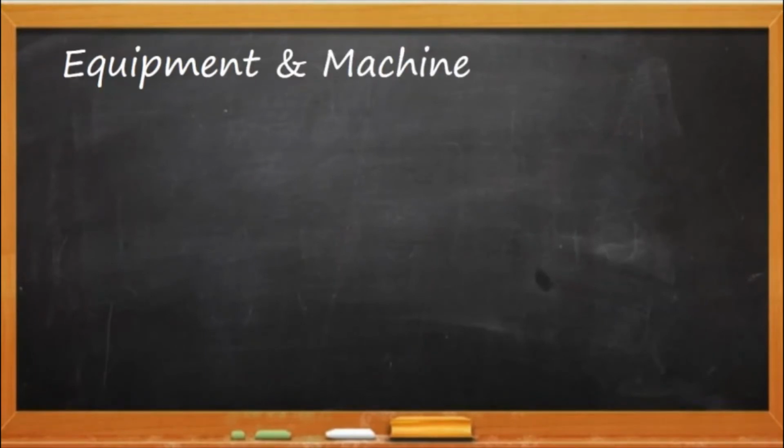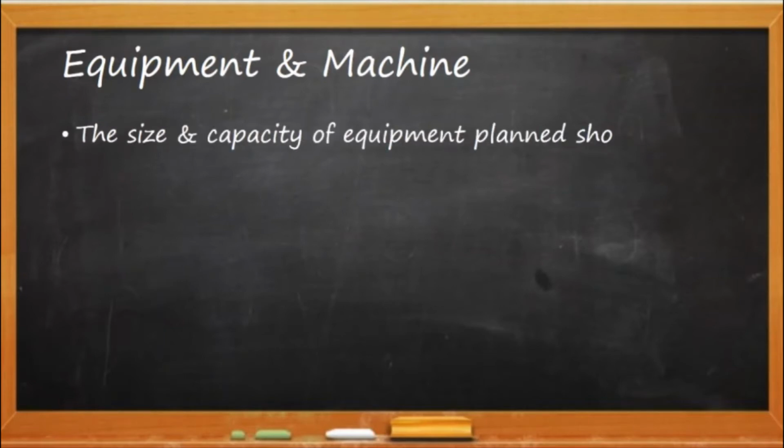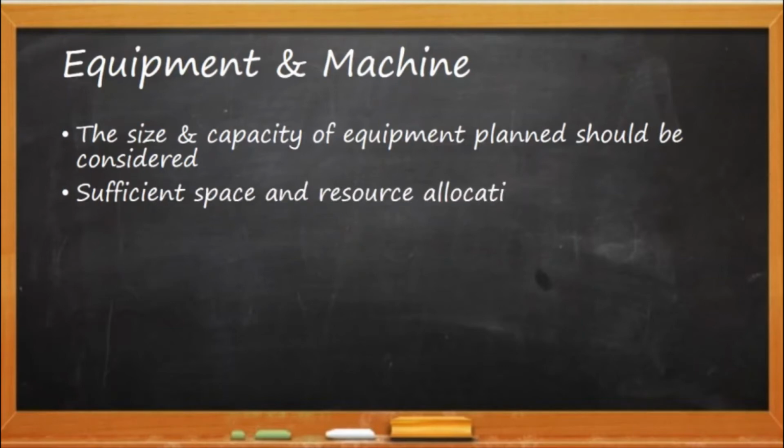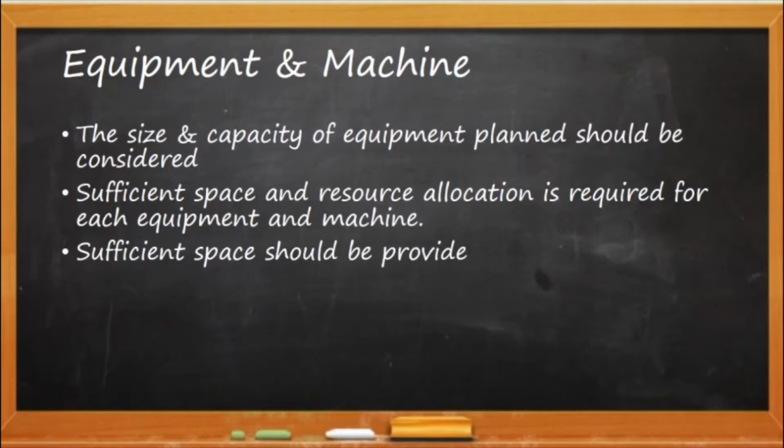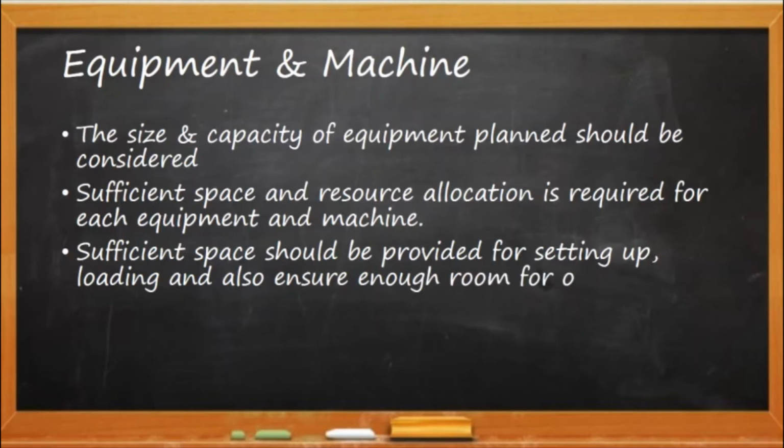Equipment and machine. The size and capacity of equipment plan should be considered while planning the layout and design for the kitchen. Sufficient space and resource allocation is required for each equipment and machine. Sufficient space should be provided for setting up, loading, and also ensure enough room for other activities that will be carried out in the kitchen department.